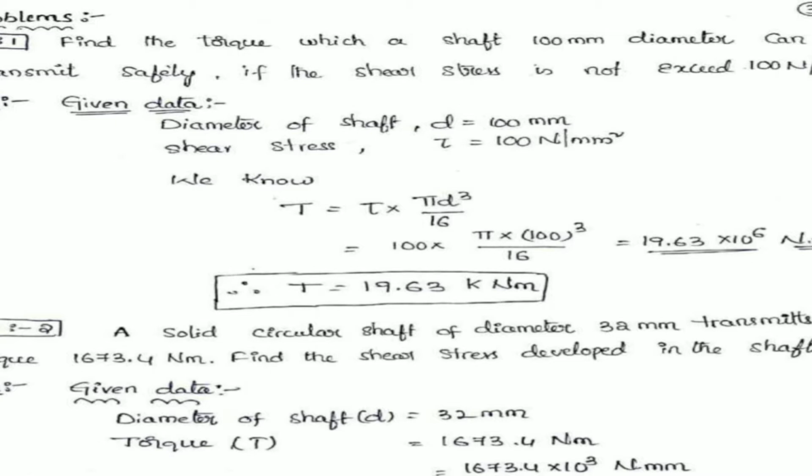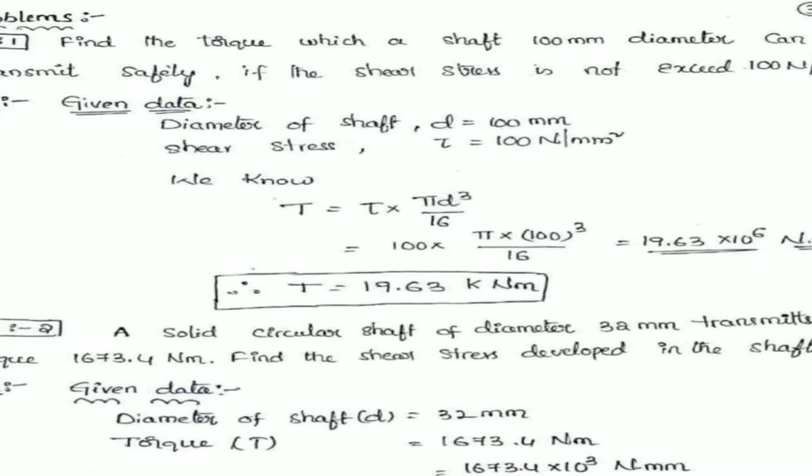First problem: find the torque which a shaft of 100 mm diameter can transmit safely if the shear stress does not exceed 100 Newton per mm square. Here the diameter of the shaft is given, d is equal to 100 mm. Shear stress tau is equal to 100 Newton per mm square. We know the formula, T is equal to tau into pi d cube by 16.